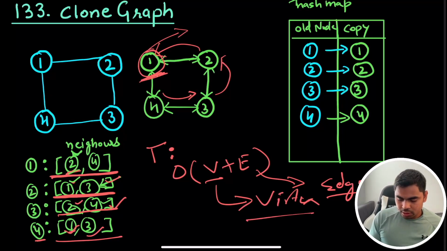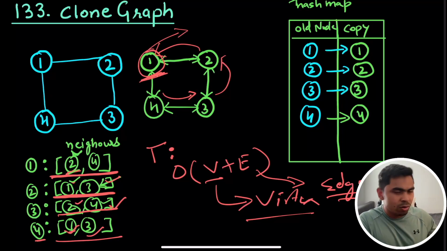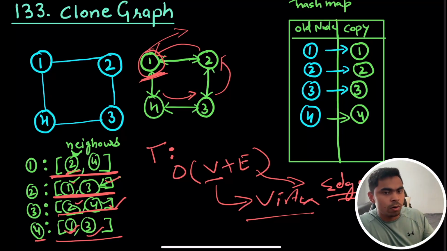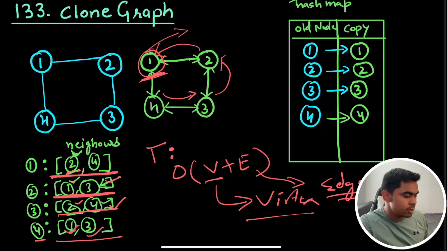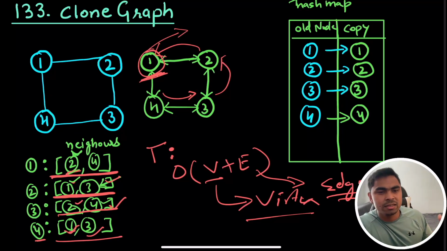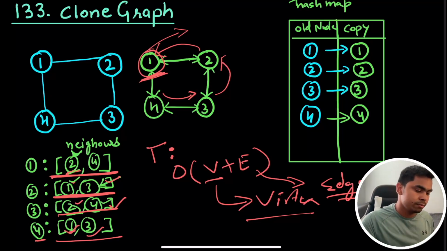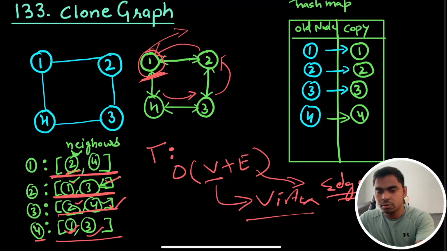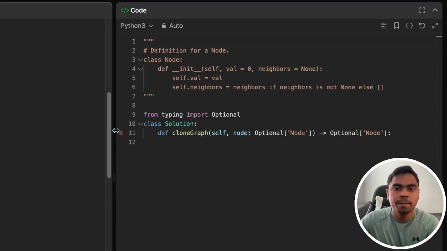Okay, so let's write down the code. Space complexity is going to be the same, because we are, at the end, returning this copy, and we are maintaining that reference in the memory. But at the same time we are using a HashMap. So you can say this HashMap is going to store all the vertices, but edges is what we are returning, these neighbors. Okay, so let's write down our code.